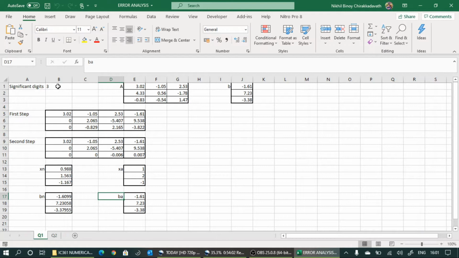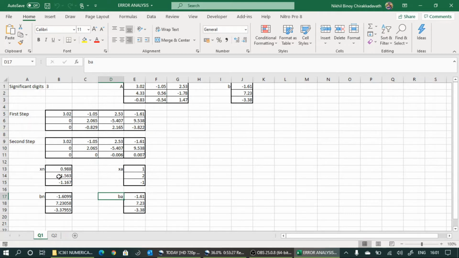Okay. So here you can see that xn is the numerical solution after doing back substitution, and this one is the actual solution. This is the actual value of x1, x2, x3: 1, 2, minus 1, and this one is the numerical solution. So you can see this value of x1 is 0.988 numerically and this is 1. A difference is there. Okay. It's small, not negligible but small.